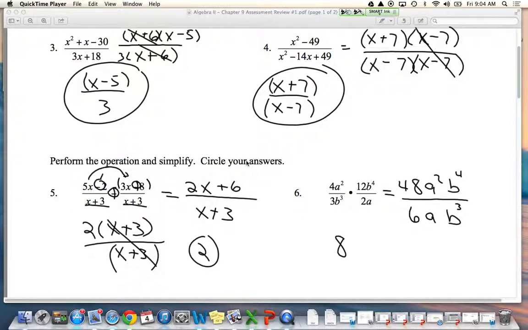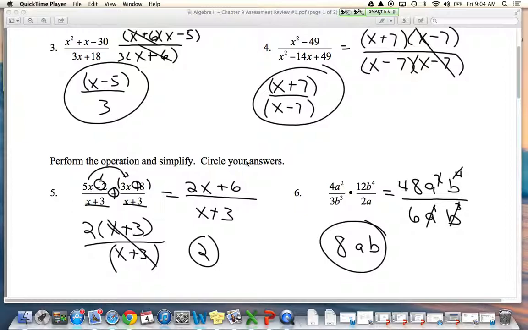I have 1 a on the bottom, 2 a's on top. Where you have more a's on top, how many more? 1. So I'm going to put it there. Same thing with the b's. I have 3 b's on the bottom, 4 on top. So I have 1 more b on top. So I have 8ab.